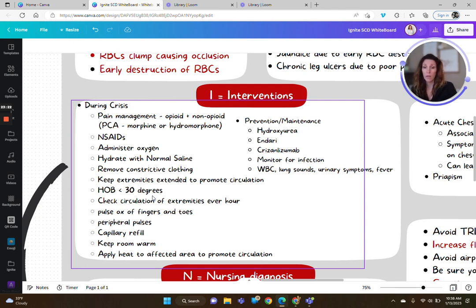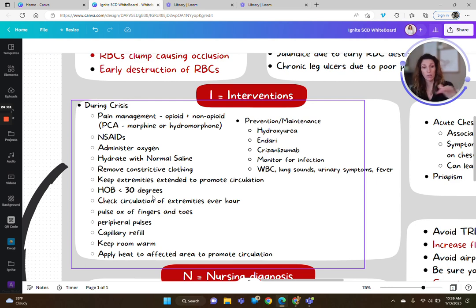And then we're going to keep the extremities extended to promote circulation. So a lot of times when we think about a problem with a joint, we want to elevate it. Well, that is not really what we're going to do here. We're going to try to keep that joint just straight, so that way we're not restricting any blood vessels, so that the blood cells can move through easily. So if we just keep it nice and straight, that's going to be the best for this patient. Head of bed less than 30 degrees. So again, if we're elevating, we may be constricting some things.